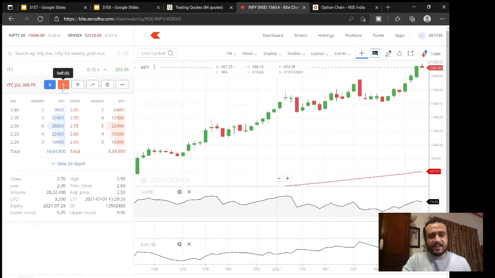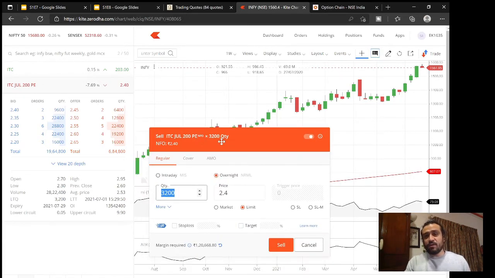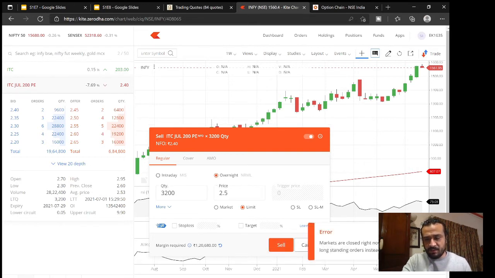Similarly, if you want to sell, do you want to sell something for costlier or for cheaper? You want to sell something for costlier. Okay, so I want to sell for say 2.5 and I press sell. It'll give me the same error again because markets are closed.